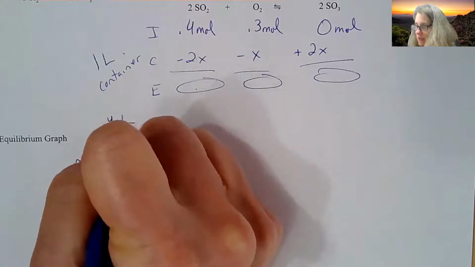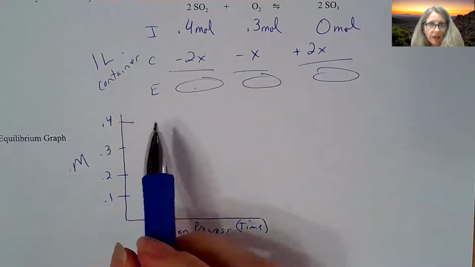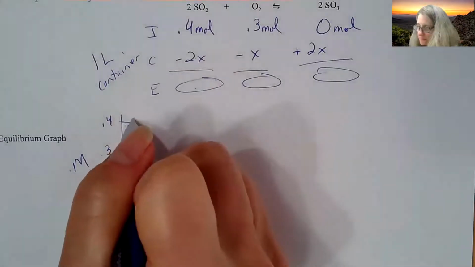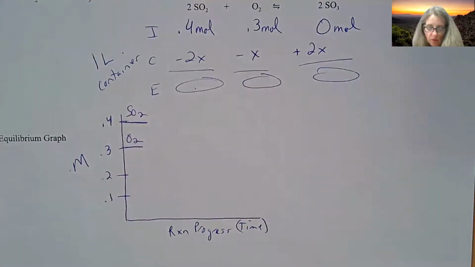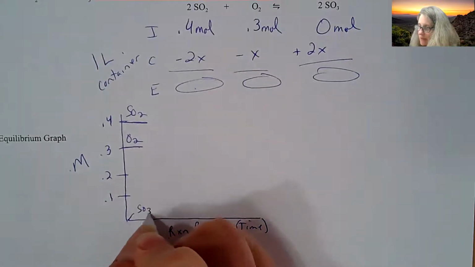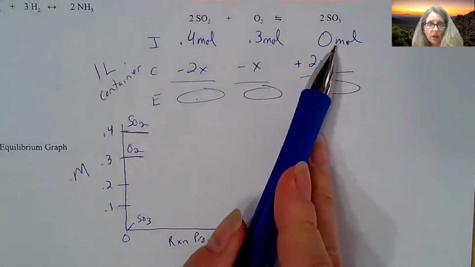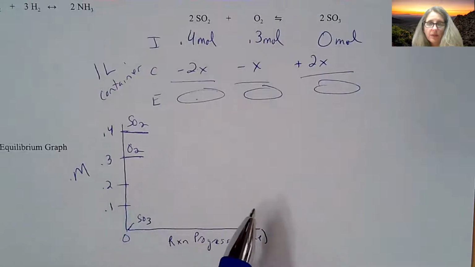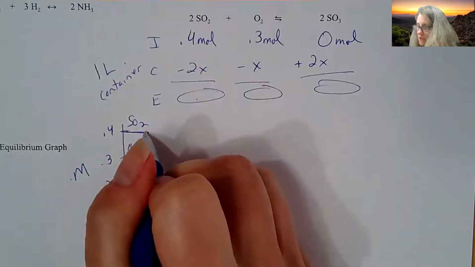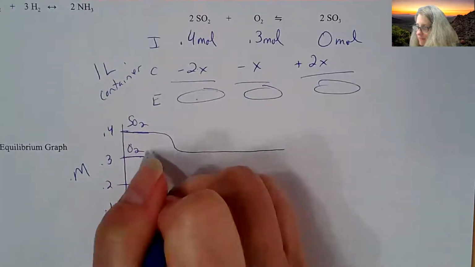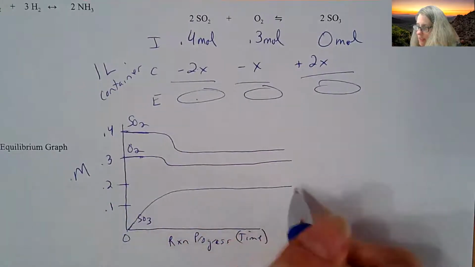So I'm going to mark up my axis here, and again, it's not going to be perfect, but I am starting at a concentration of 0.4 for my SO2, and I'm starting at about 0.3 for my O2. And my SO3 is starting down here at 0 because, again, I have none of it to start with. So what an equilibrium graph does is show you what happens to everything and when equilibrium is established. The SO2, of course, is going to decrease and then level off. O2 also decreases and levels off. And then the SO3 is going to increase and then level off.